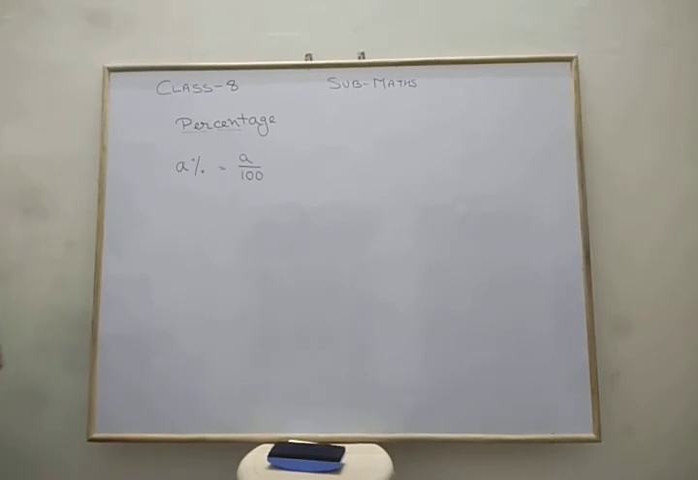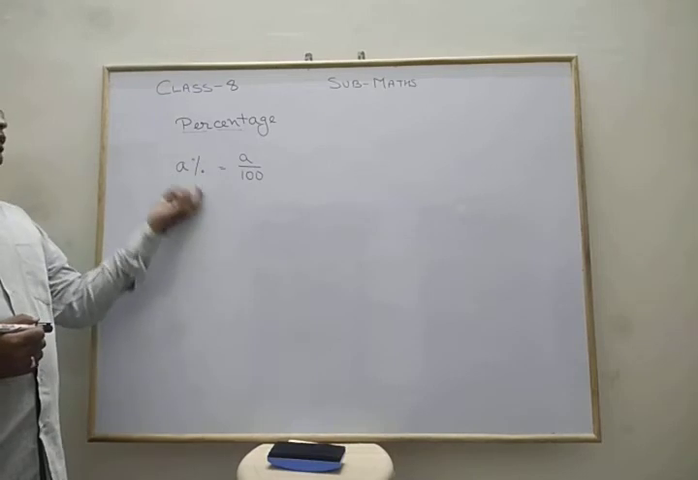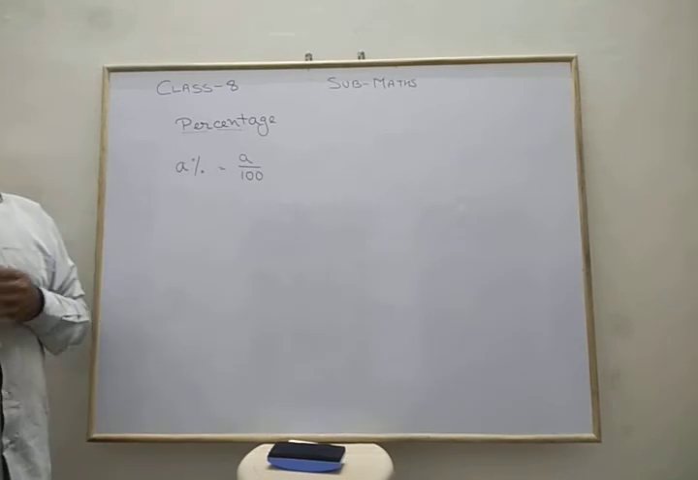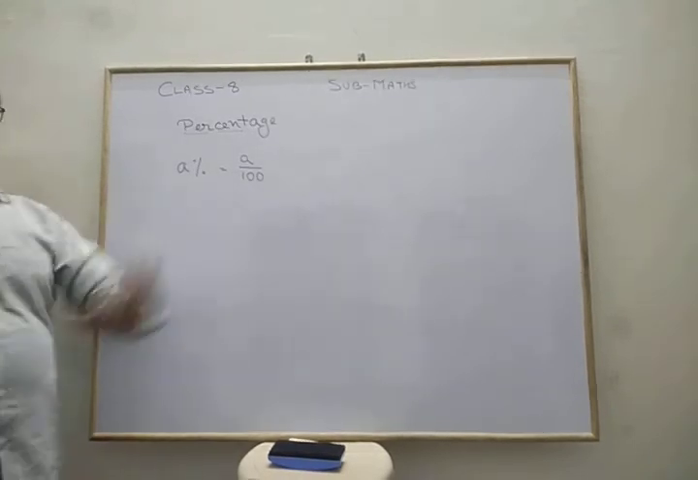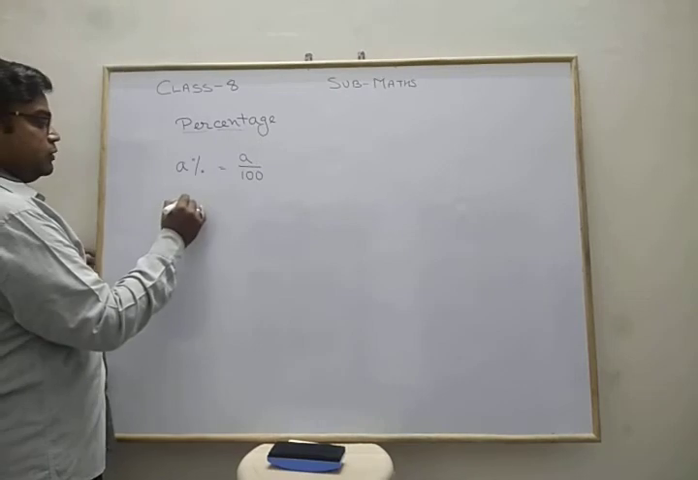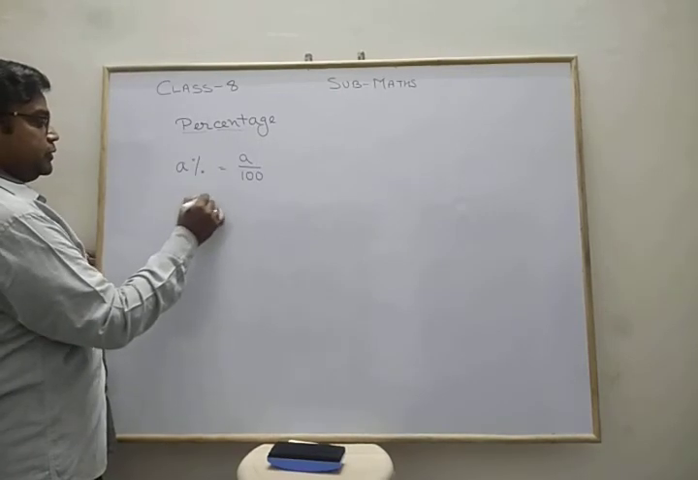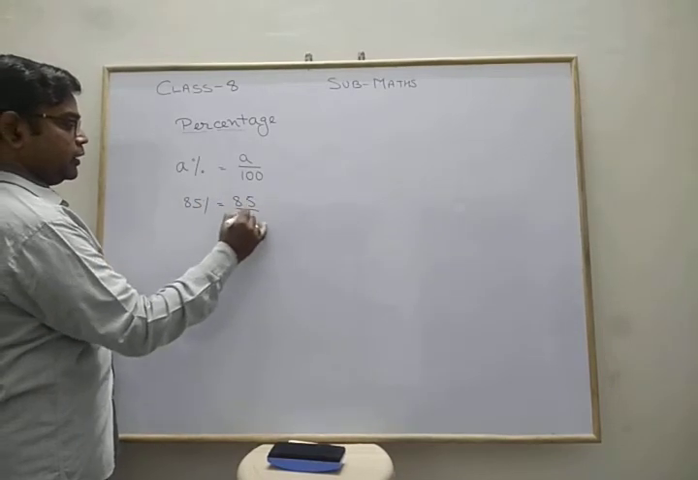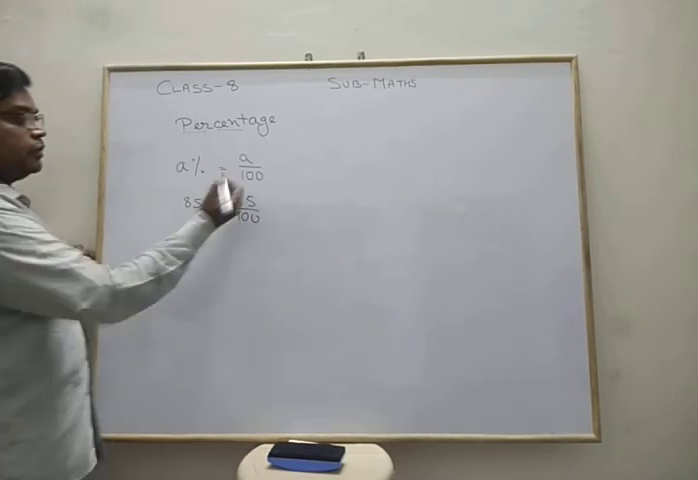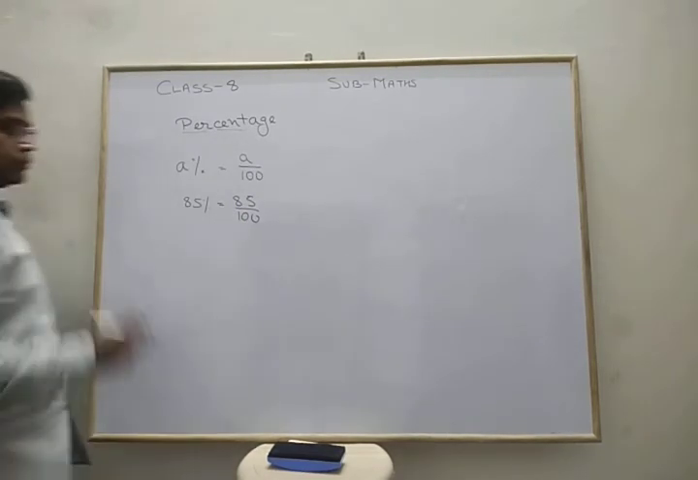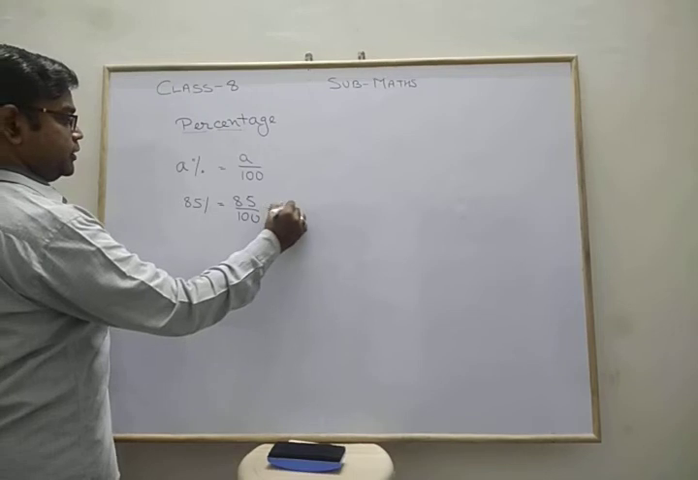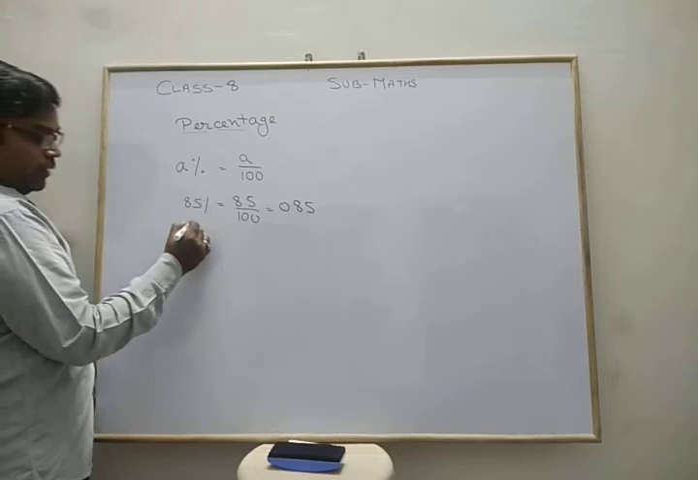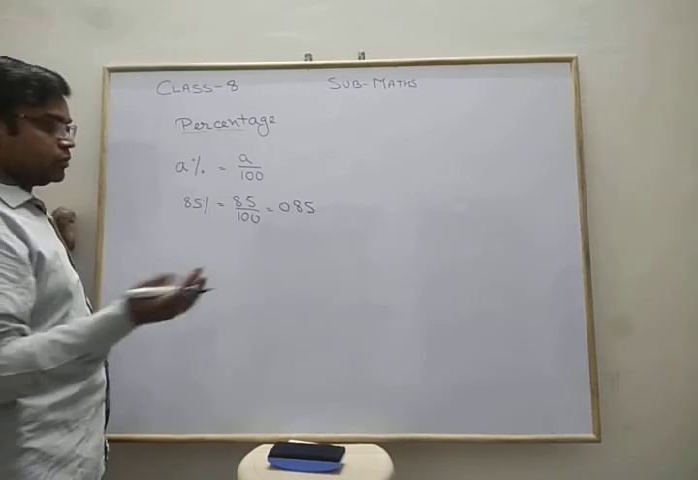If we try to convert any percentage to a fraction, it is easy. We can also easily convert a percentage into a decimal. Suppose we have 85%. We can write 85% as 85 upon 100. And when we convert into decimal, we can easily say it's 0.85.